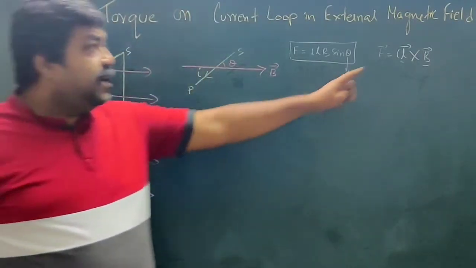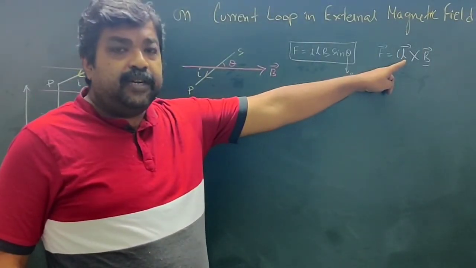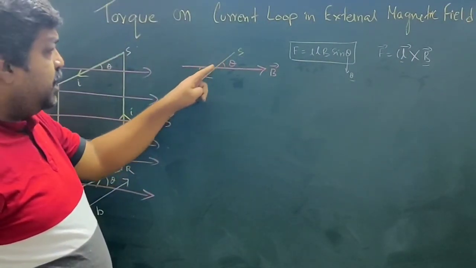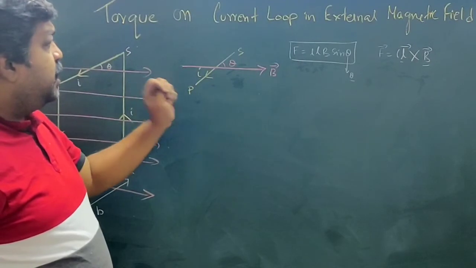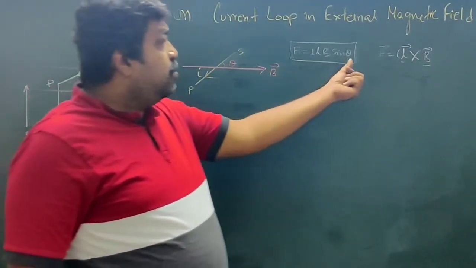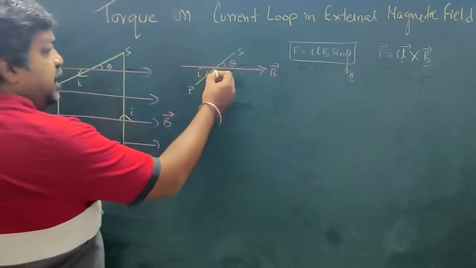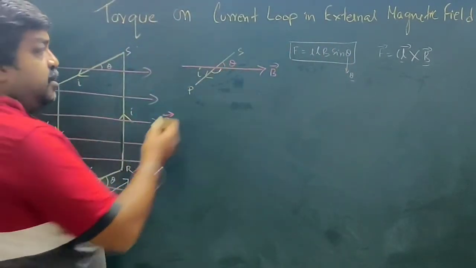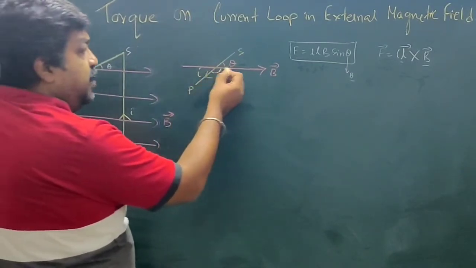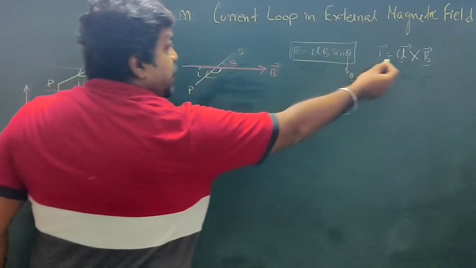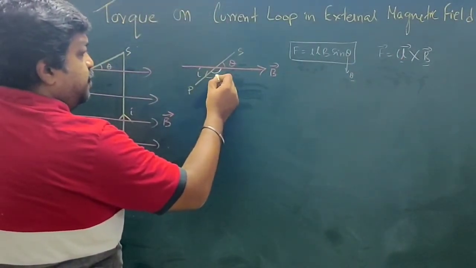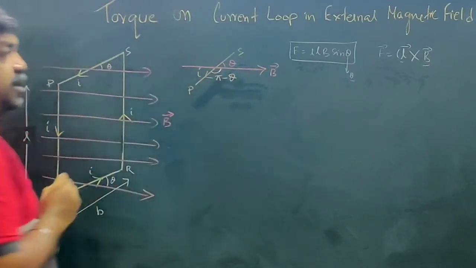And how to get the direction of L? L is always in the direction of flow of current. So here current is flowing in this direction, which means length is also in this direction, and this is the direction of the magnetic field. Theta is the angle between L and B, so we are talking about this particular angle. This angle is pi minus theta.